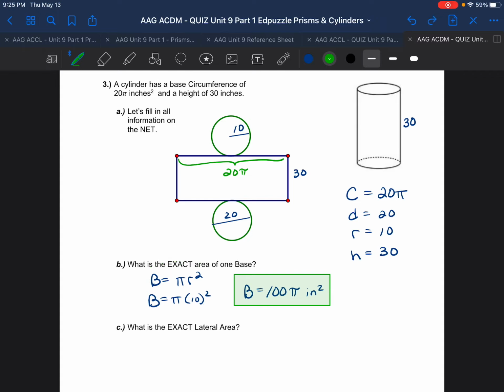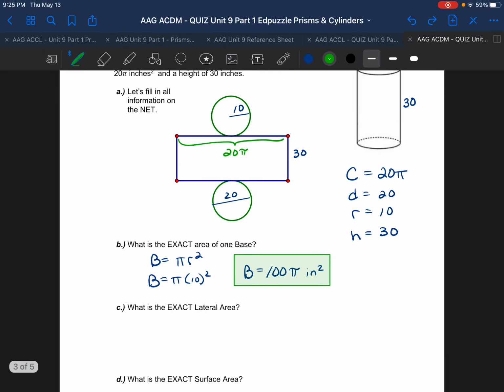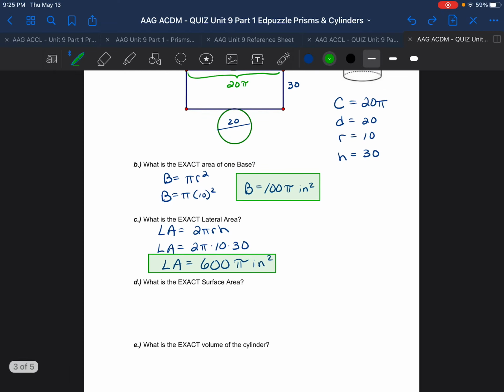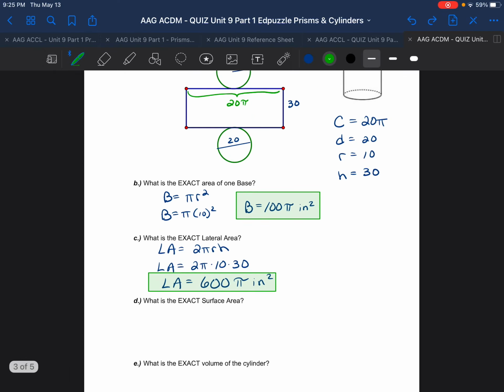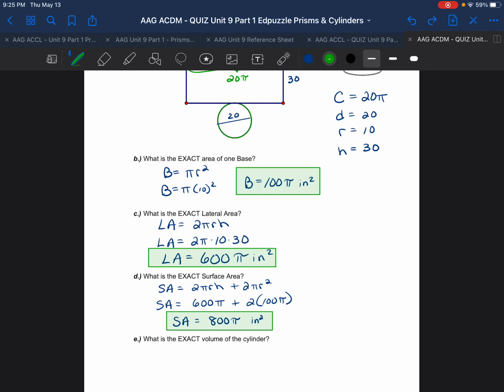Okay. Part C. What is the exact lateral area? Once again, we go right to our formula sheet. We find the lateral area of a cylinder, which is 2 pi r h. We substitute: the radius is 10, the height is 30. Therefore, our lateral area is 600 pi inches squared. Okay, moving on to our last two parts here. What is the exact surface area of the entire cylinder? The exact surface area of the cylinder is going to be 800 pi inches squared.